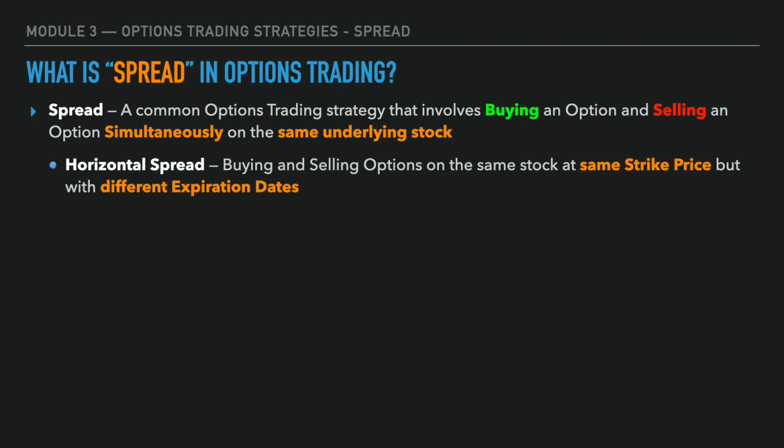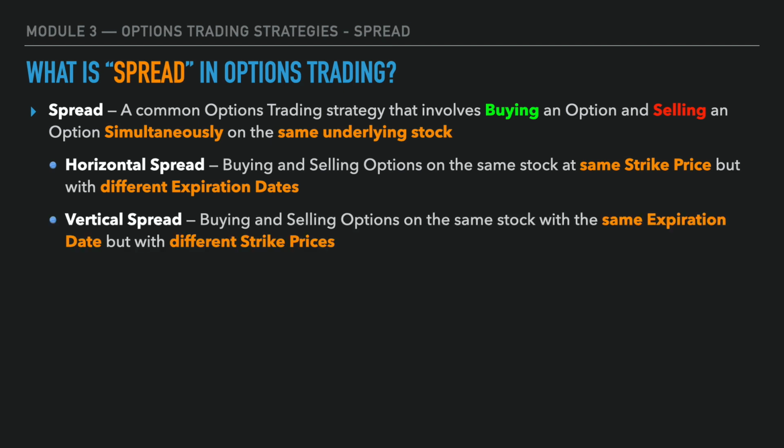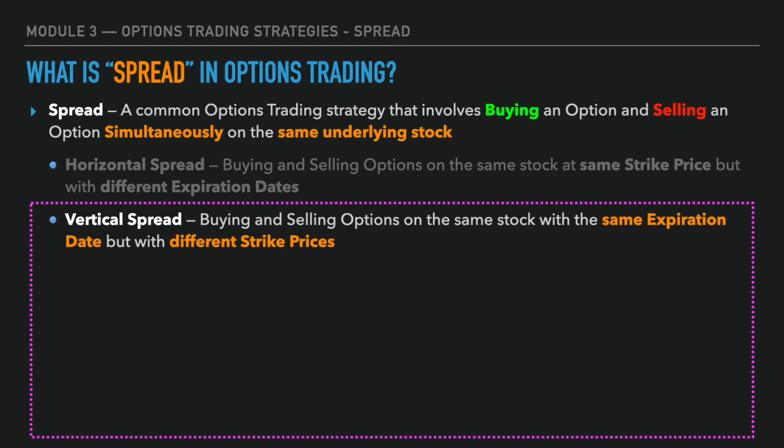First is the horizontal spread. This is a type of spread strategy where you buy and sell options on the same stock at the same strike price but with different expiration dates. Another category is called the vertical spread. This is the type of spread where you buy and sell options on the same stock with the same expiration date but with different strike prices. In this beginner course, we will only focus on the vertical spread, which is much more common and much more suitable for beginners. Within the vertical spread, there are also 2 major categories, and these 2 categories are extremely important for beginners to understand the differences.